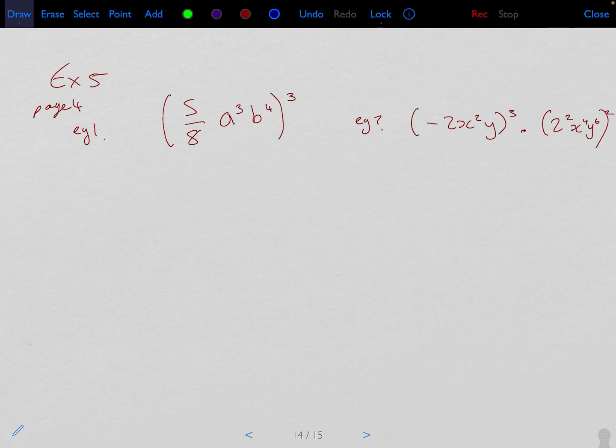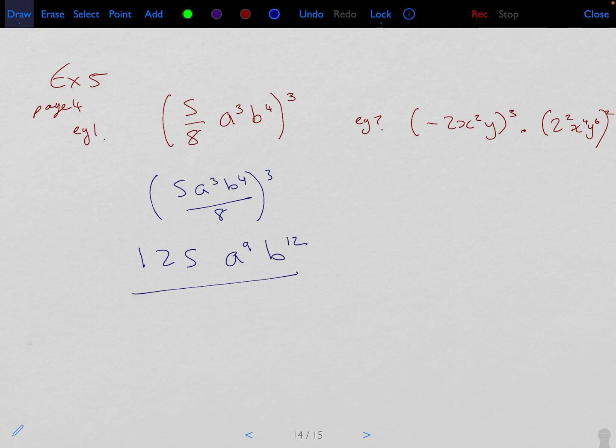Then here's a few that look similar to the ones in exercise 5, just so that they don't worry you. If you had something like this, it's the same thing as saying 5a cubed b to the 4 over 8, which I hope you know at this point. So 5 to the power 3 is 125. Then I've got a to the 9, b to the 12, and at the bottom I've got 8 to the 3. So 8 times 8 is 64, times by 3 is 512.